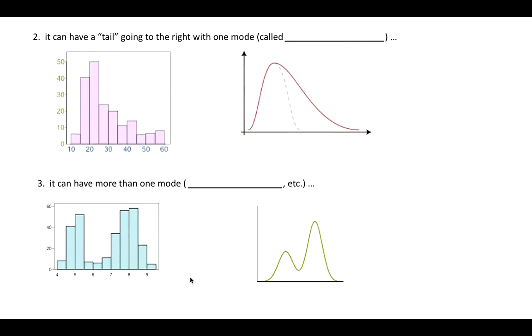Or it can have a tail that slides over to the right. So you have a bunch of positive numbers that are over on the right-hand side, and your mode would be sort of shifted over to the left, and we call that a positive skew. It could also have more than one mode. So you can have bimodal or multimodal, and in this case we'd have two different modes.